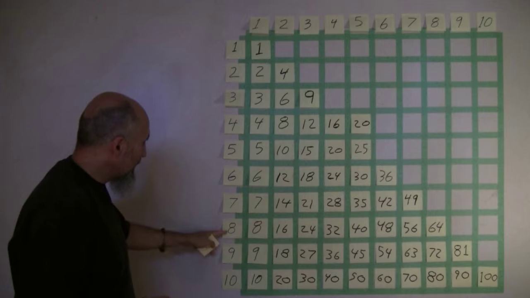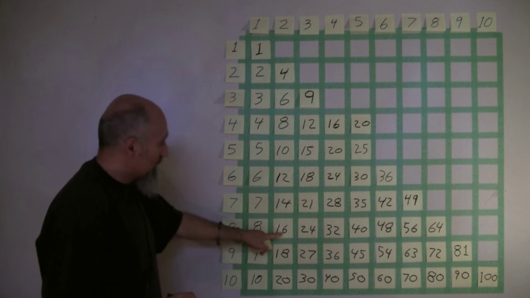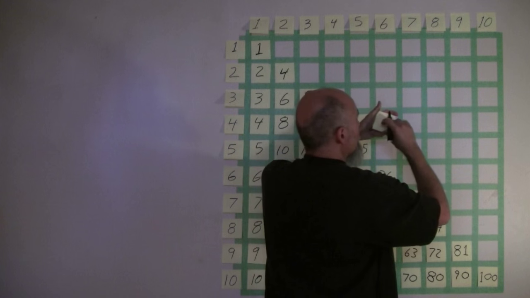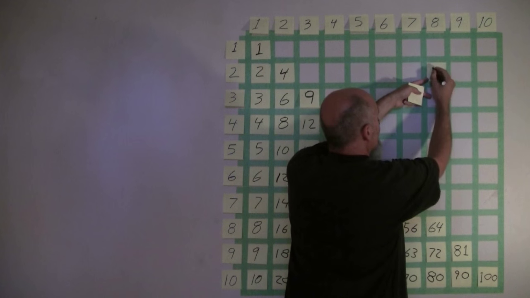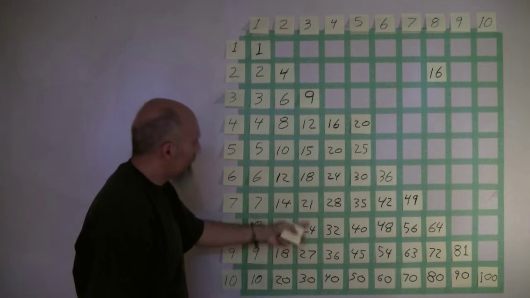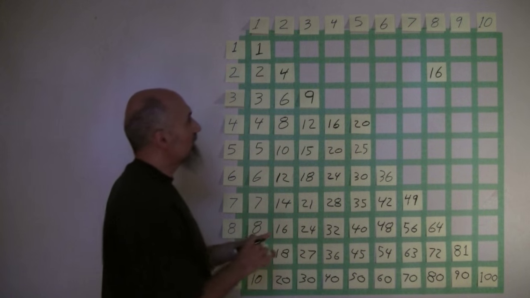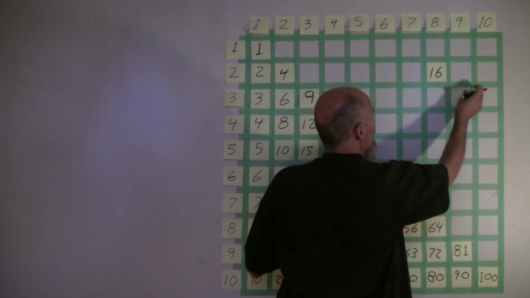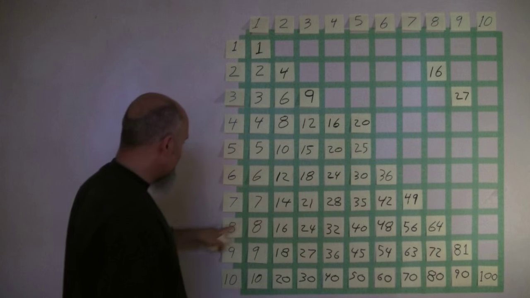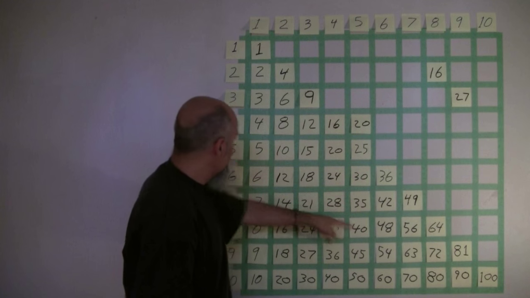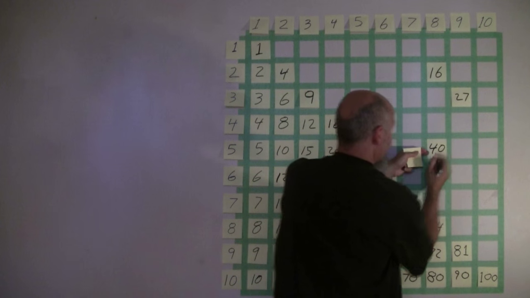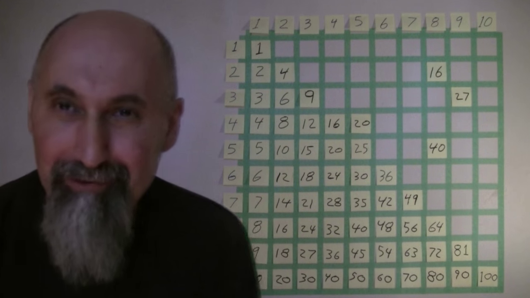Let's see what else we got. 8 times 2 is 16, right? Well, 2 times 8 is 16. Right? Pretty neat. 9 times 3 is 27. Well, 3 times 9 is 27. Right. Let's go for a number here. I don't know. 8 times 5 is 40. Well, 5 times 8 is 40. That's one random way you can generate a jump, right?